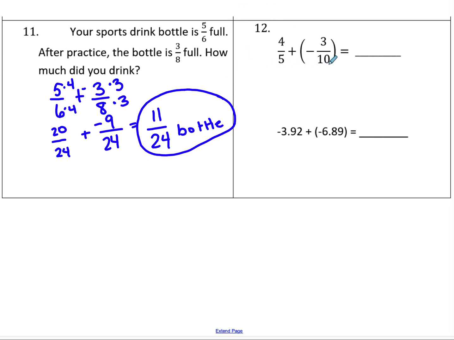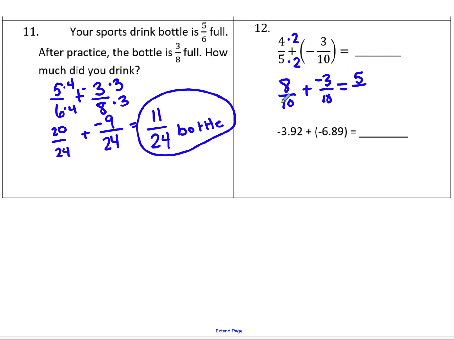All right. There are 2 more problems to try here. Pause and try these on your own. Okay, let's check our answers. So 4/5 plus negative 3/10. I'm going to do tenths as my common denominator. That means I'm going to need to multiply these by 2. So that becomes 8/10 plus a negative 3/10. Different signs, find the difference. 8 minus 3 is 5.